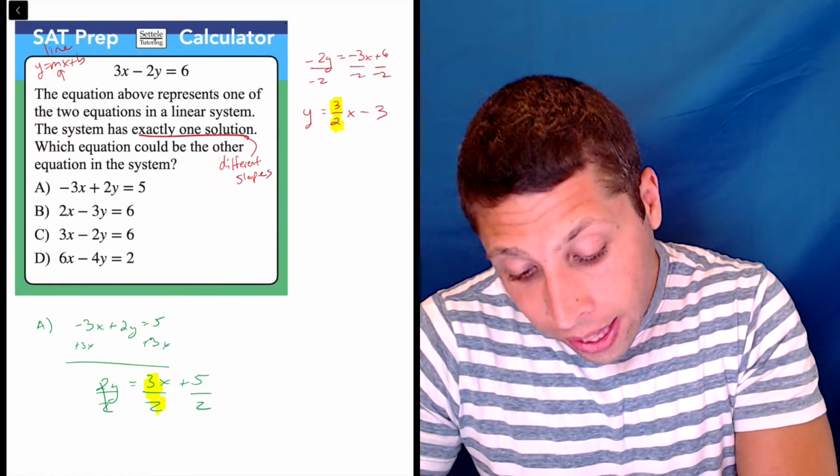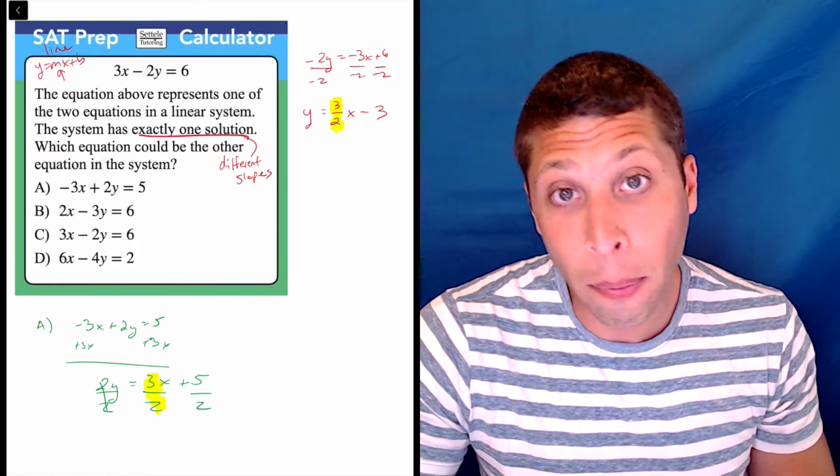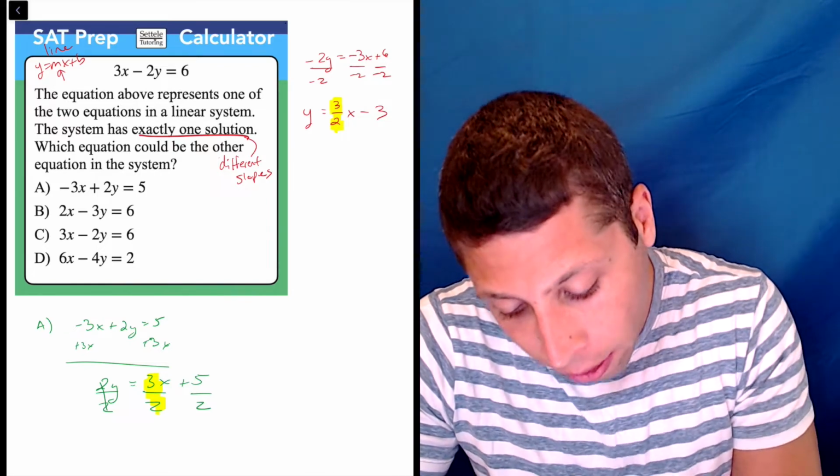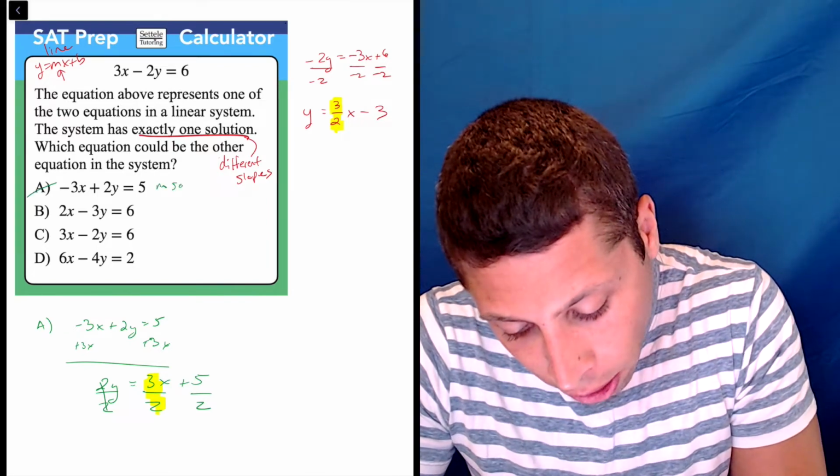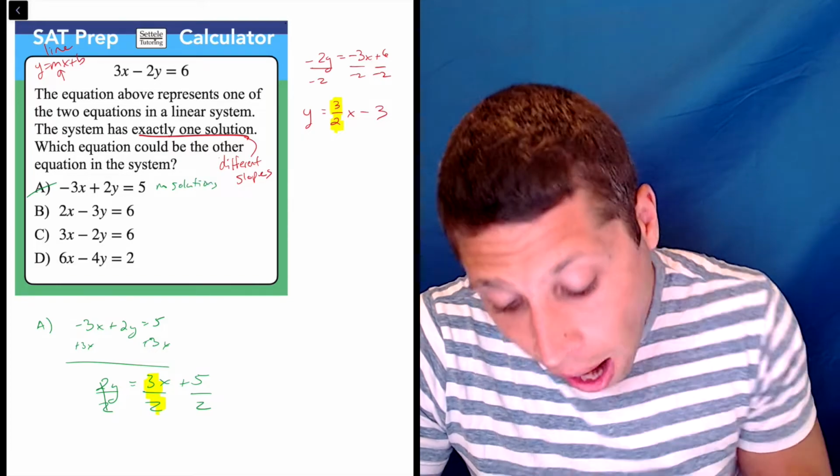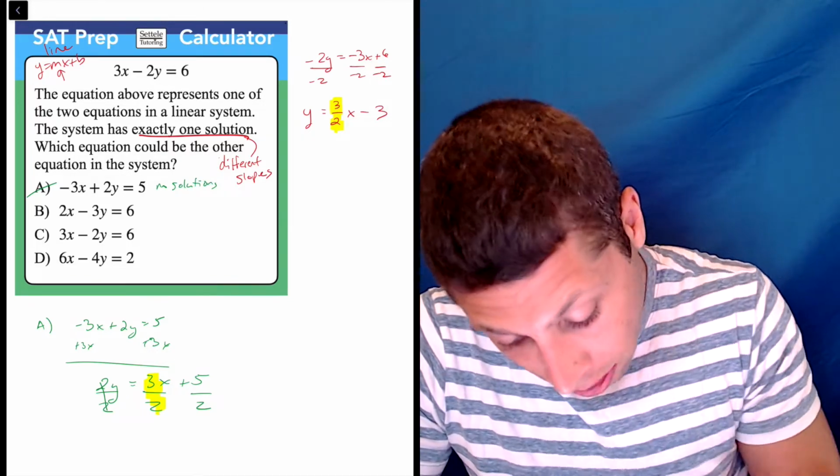So this is a line that has a different y-intercept, but it does have the same slope. So these would be parallel lines. This would be a case where there are no solutions. So this is not what we want here. So let's just keep going. Let's go to choice B.